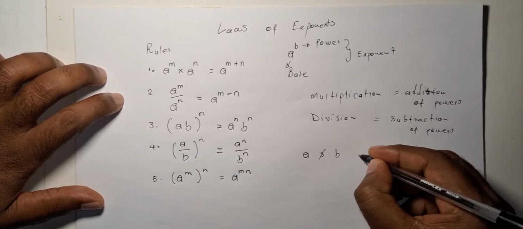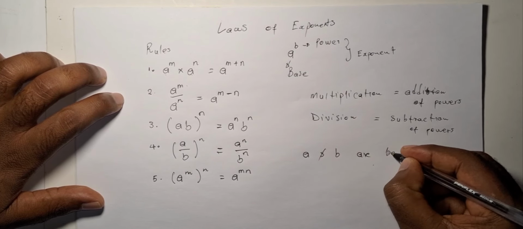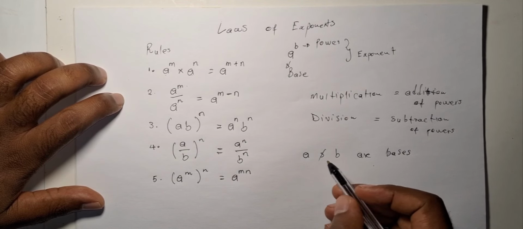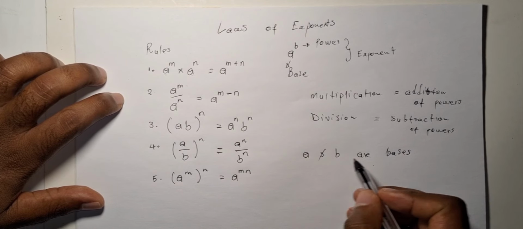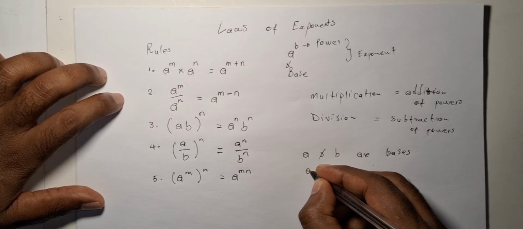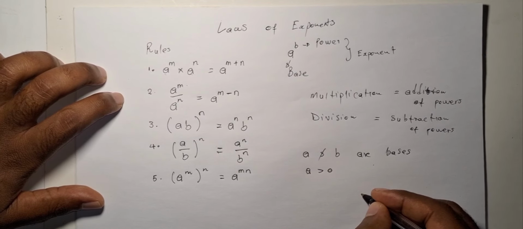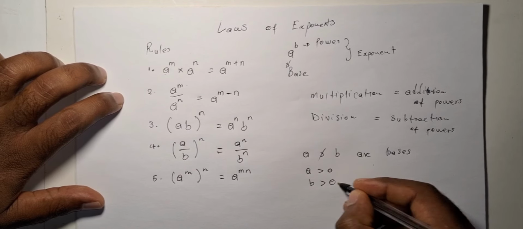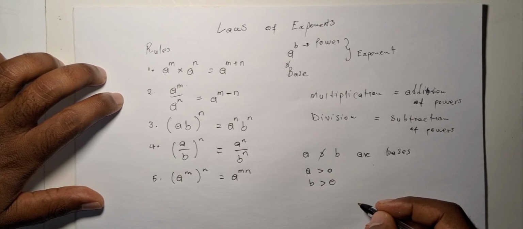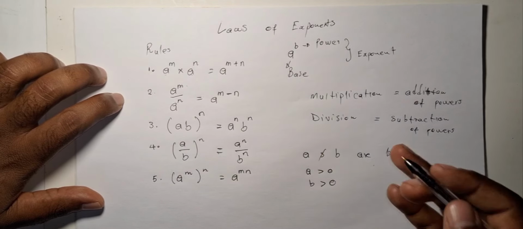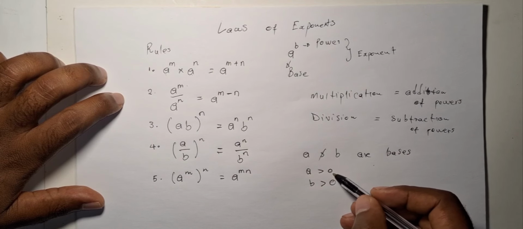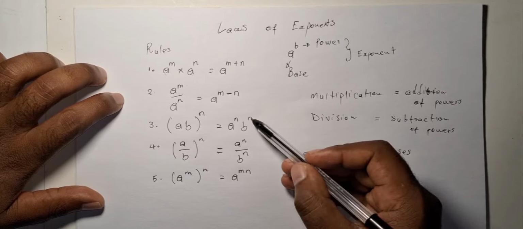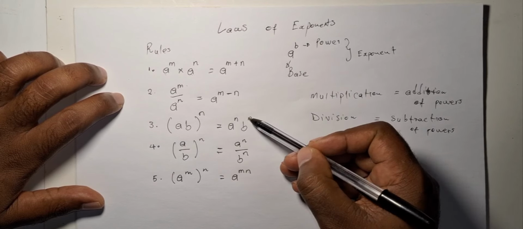So I'm just going to give you the rules of these rules of exponents. So the A and B, which are the bases, these two are the bases. They have criteria. So A has to be greater than 0, first of all, as well as B, it has to be greater than 0. So all these five laws only work if base A and base B are all greater than 0. If they are less than 0, these laws will not work.